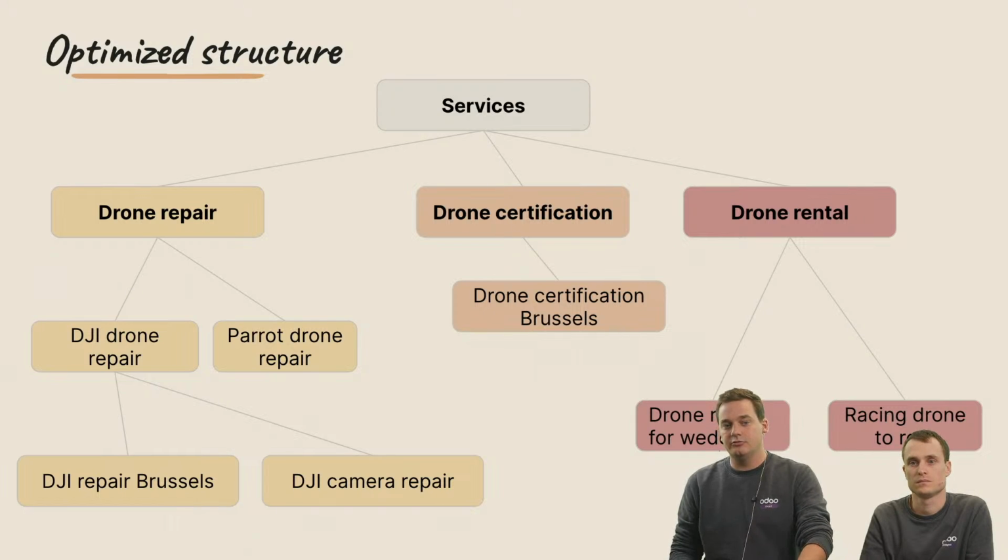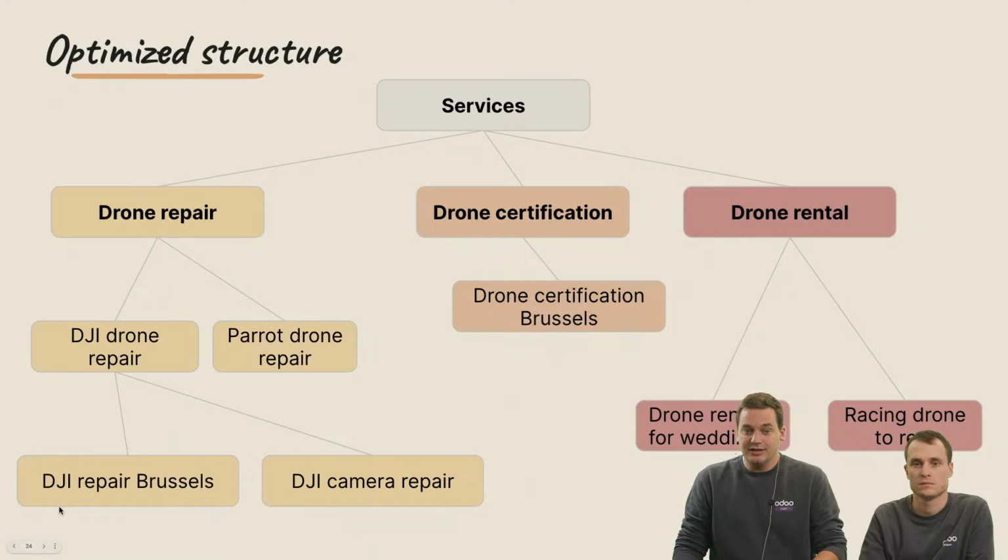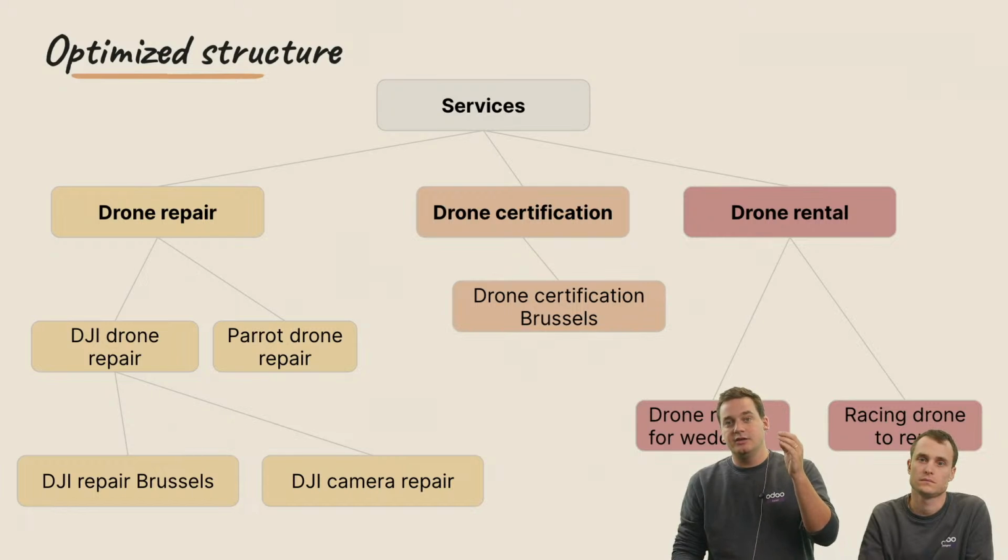Now let's take drone repair and DJI Repair Brussels. Drone repair will have higher search volume and higher competition, because more people want to be there on that specific keyword. But DJI Repair Brussels will have less search because it's more specific, but will also have less competition because maybe other people repair drones in Paris or whatever. So that's what I said, we go from generic to specific.